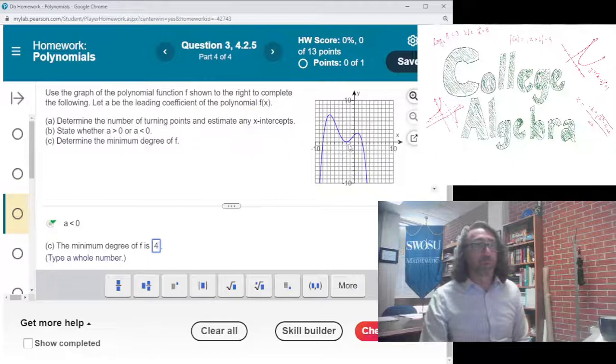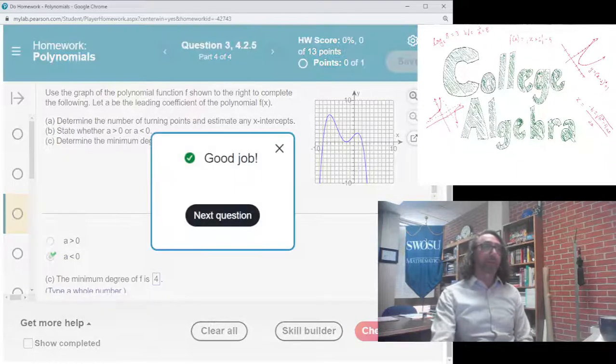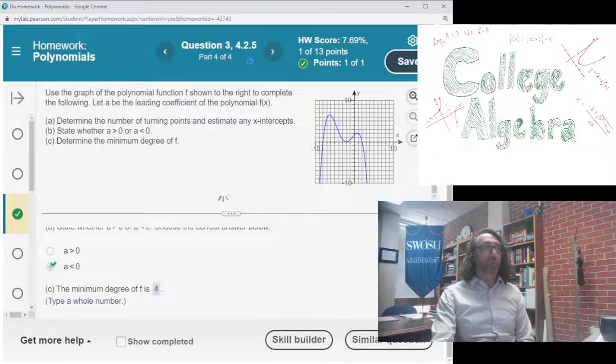This is a zero of multiplicity 2. So if you add up the zeros with multiplicity, then you can get your degree there. Okay, great. Wonderful.